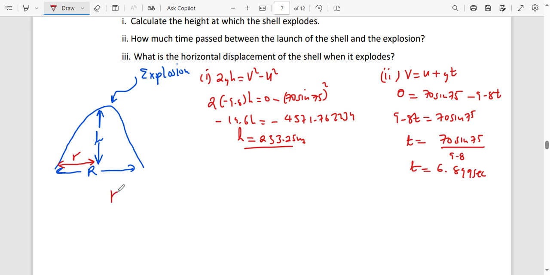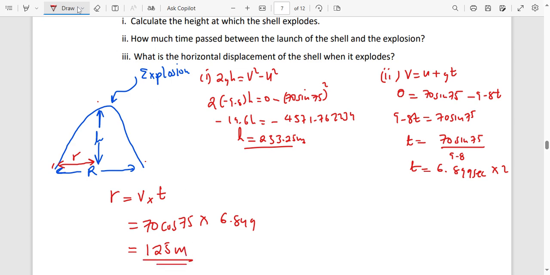So we'll say small r, which is half of R, is given by Vx times time. This is not the time of flight. This is the time taken to reach the maximum point, because for the time of flight we would have multiplied this value by 2, since the time of flight is the time taken to move from the bottom to the top and then back to the bottom. So this will be the velocity in the x, that is 70 cos 75, multiplied by the time, which is 6.899, and this gives us 125 meters. That's the horizontal displacement.